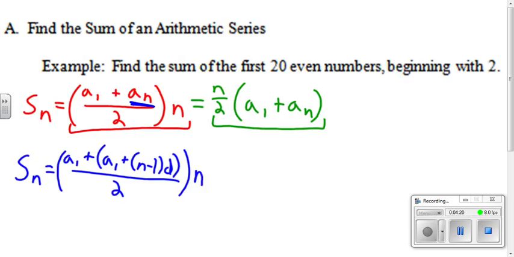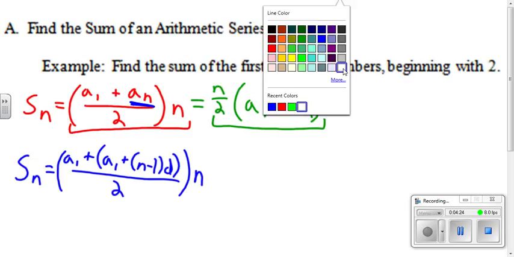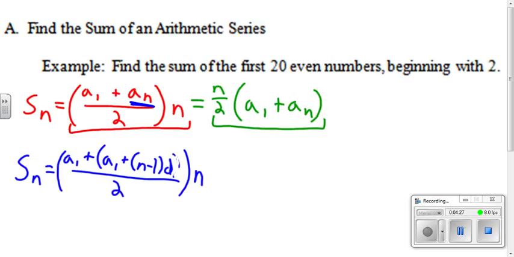Now, a couple things to notice here. We can essentially get rid of these parentheses. We don't necessarily need those. We also can combine these a sub 1s together and just call it 2a sub 1. So now we have 2a sub 1 plus n minus 1 times d all over 2 times n.